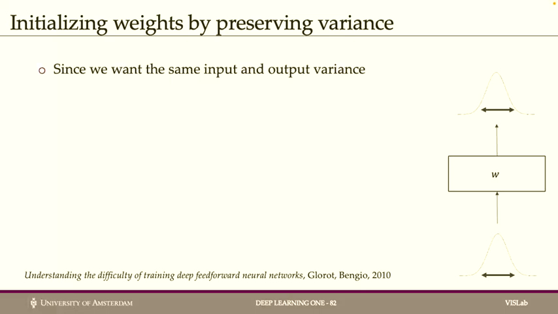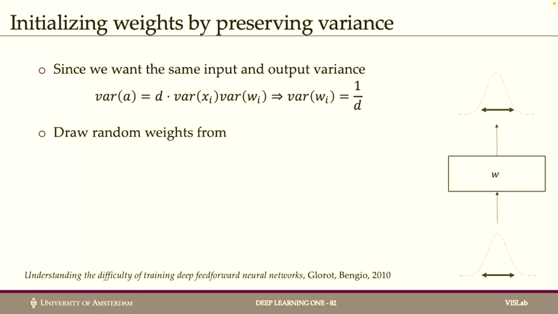Since we want the same input and output variance, we can now write it as follows. So if the variance of A is now D times variance of Xi and variance of Wi, we simply need to get rid of this D and then we keep the same variance, right? So if Wi is simply divided by D, then the output would have the same variance as the input.